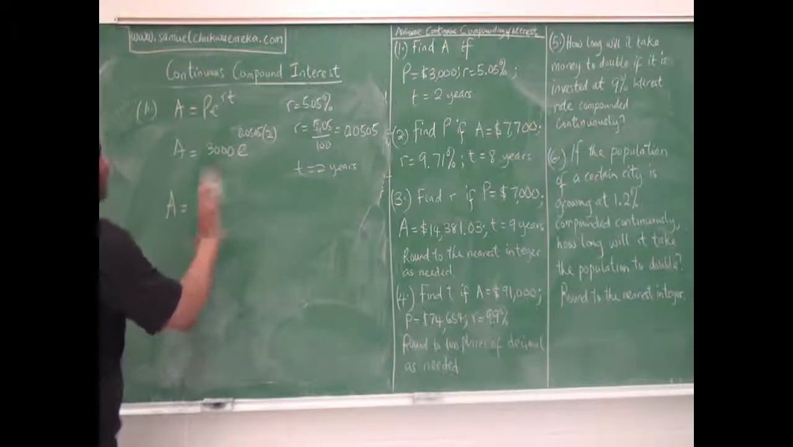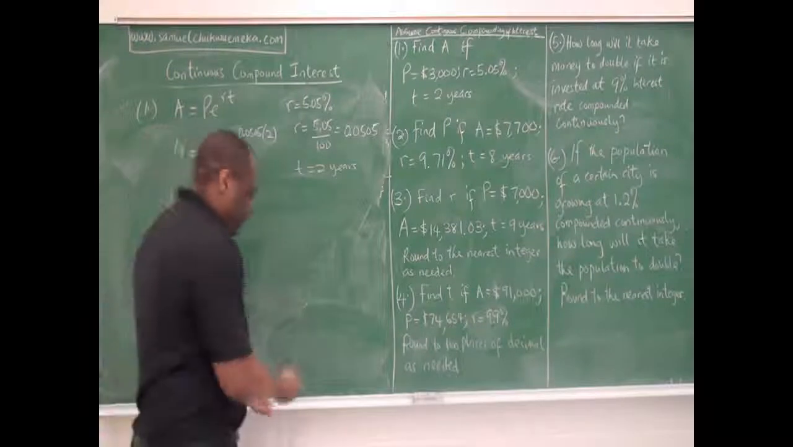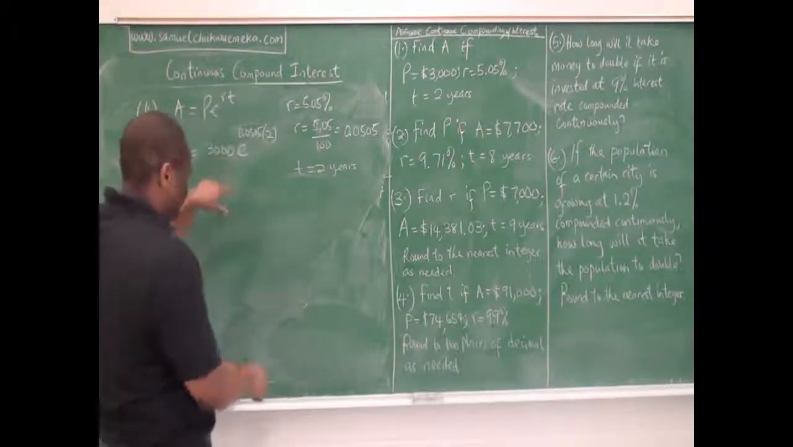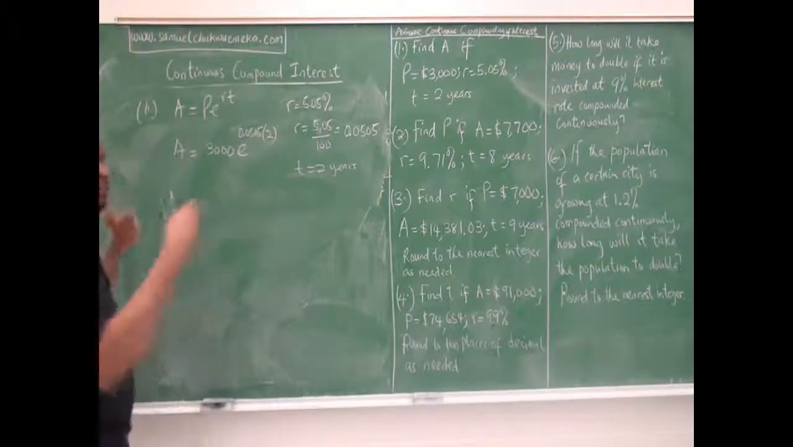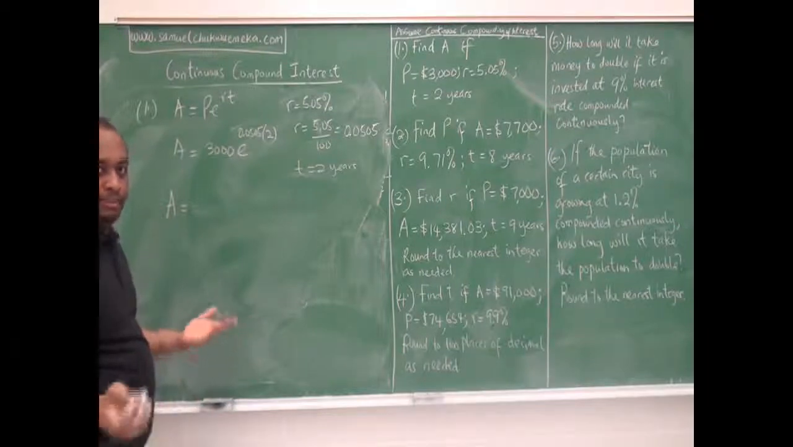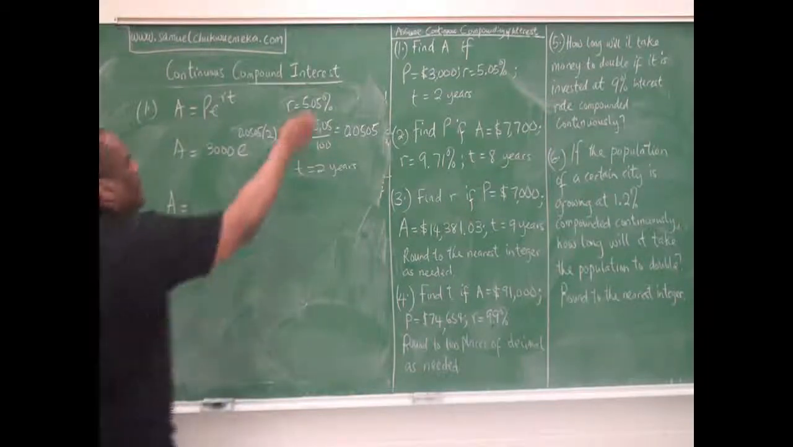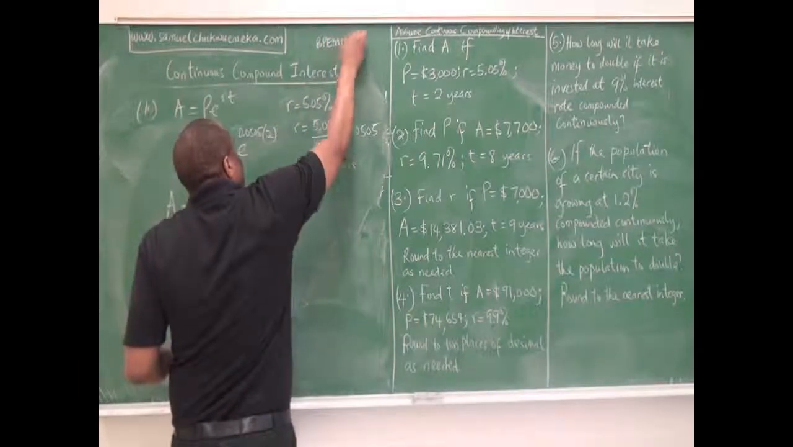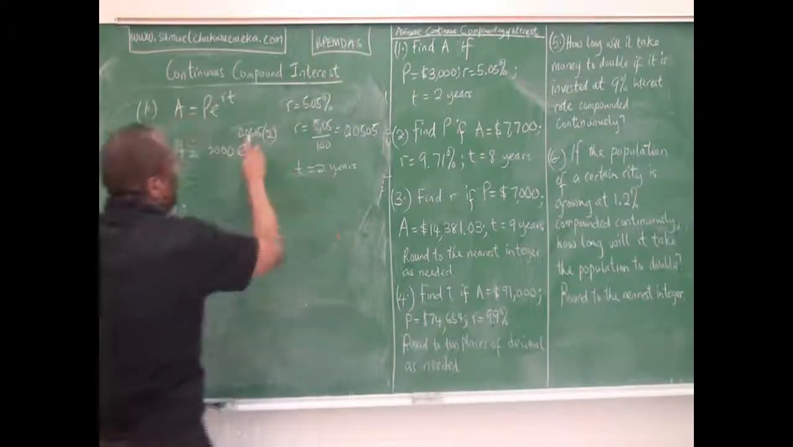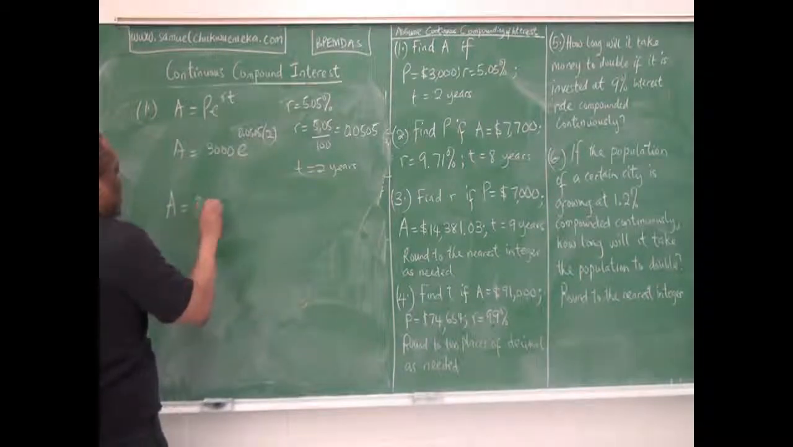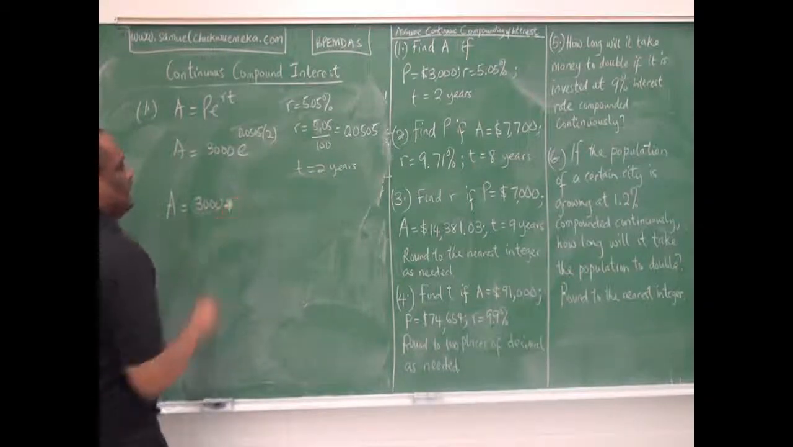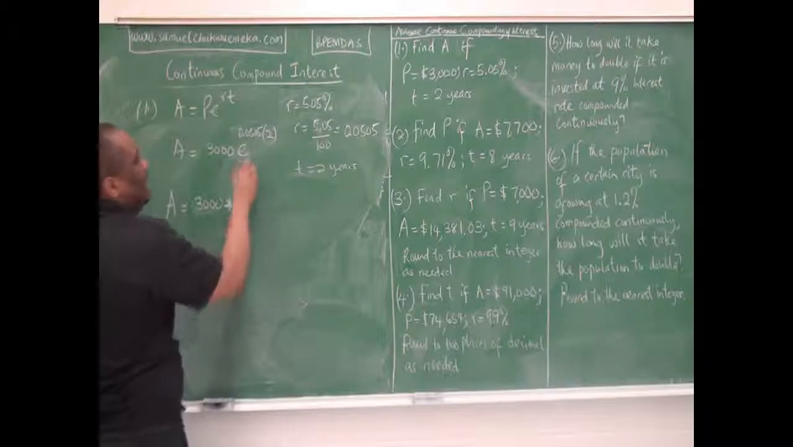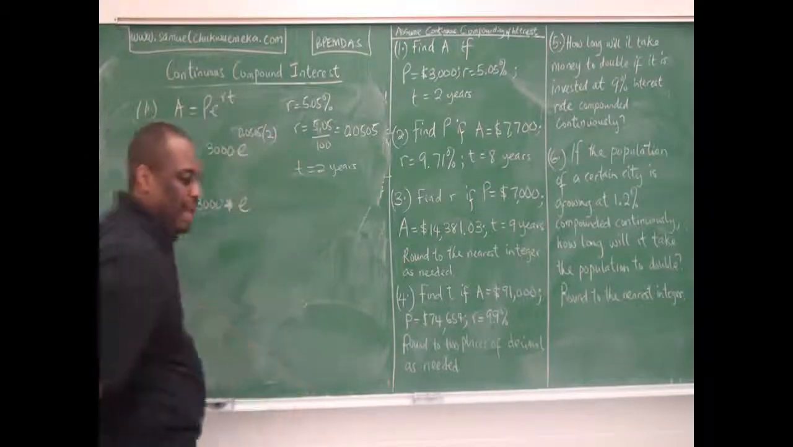Now look at the way you just do this, so we don't waste time here on the calculator. You do like BEMDAS. Remember BEMDAS: please excuse my dear Aunt Sally. Do the exponent first before you multiply. This means 3,000 times e. Now this e also, you have to multiply first.